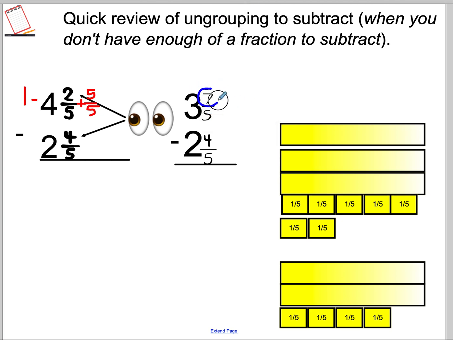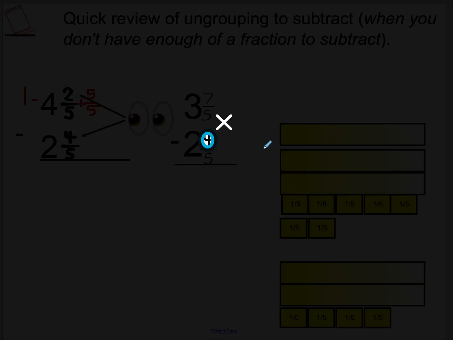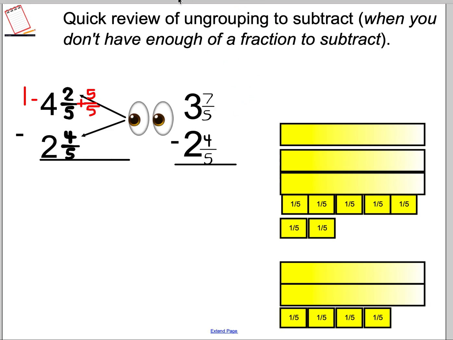Looks like we do. We have 7/5 and we're subtracting 4. So we have enough fifth pieces to subtract. Let's go ahead and do the subtraction. Let's start with the fraction pieces.